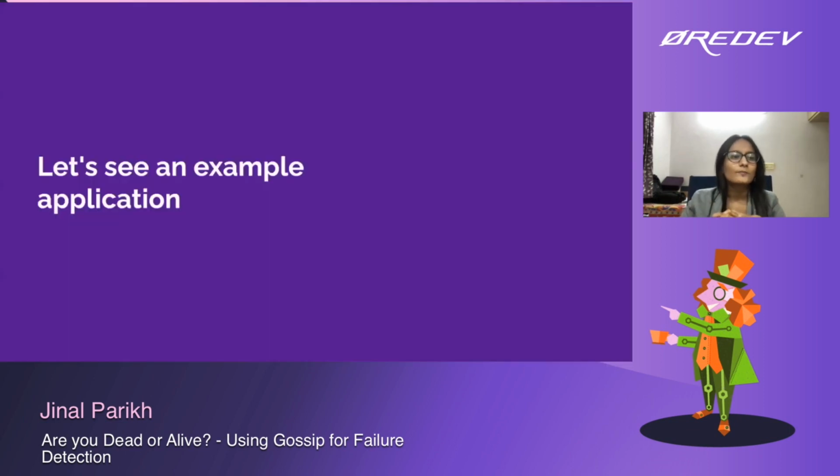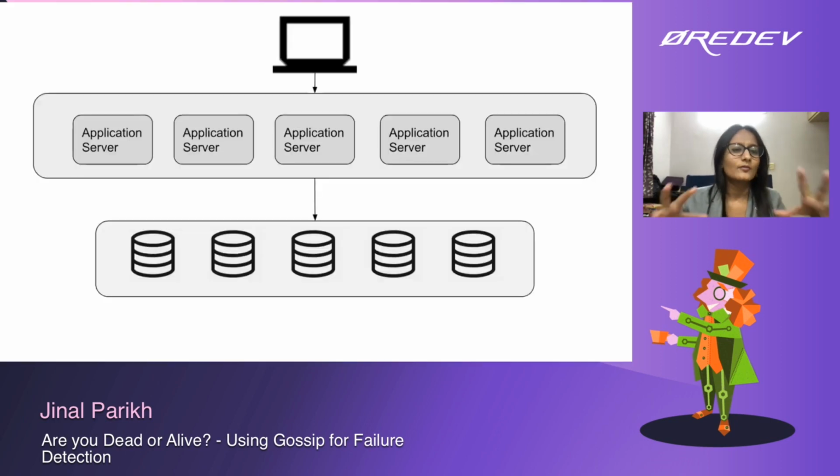So yeah, let's start with an example application. Let's say we have an application that has to be available. Let's say you're building an application like Amazon, which always has to respond to your request. Amazon rarely says that it's down.